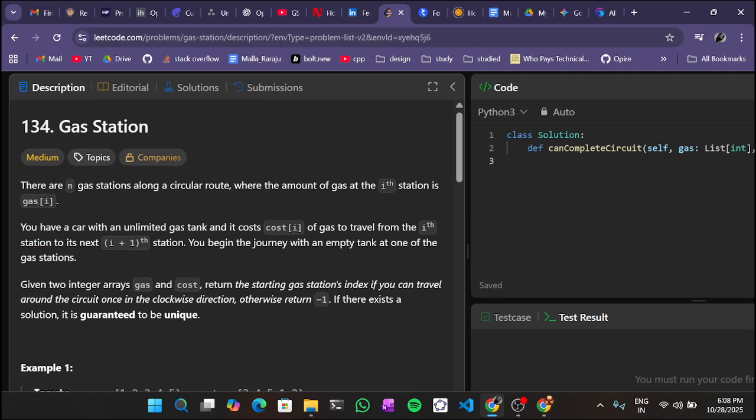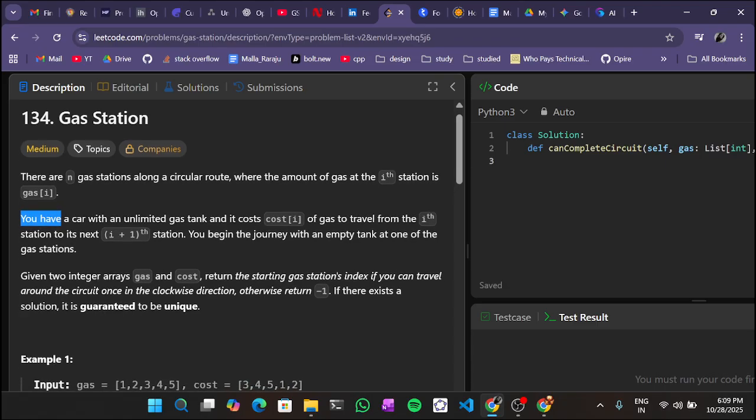There are n gas stations along a circular route. The route is a circular one, and we have n gas stations where the amount of gas at the ith station is gas[i]. Each element in the gas array represents the amount of gas at that station.